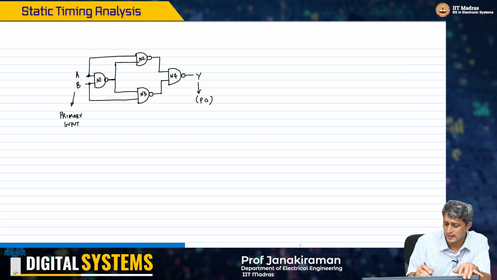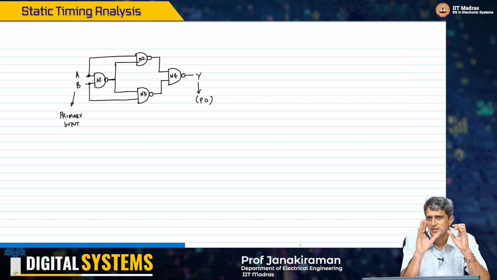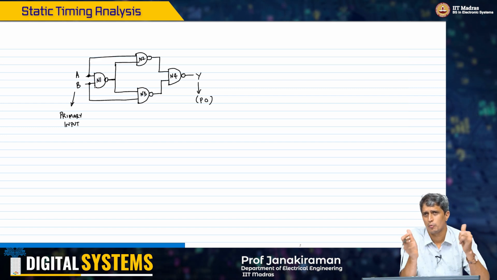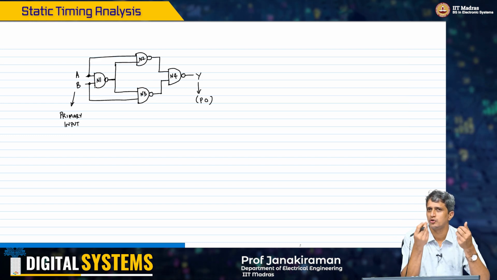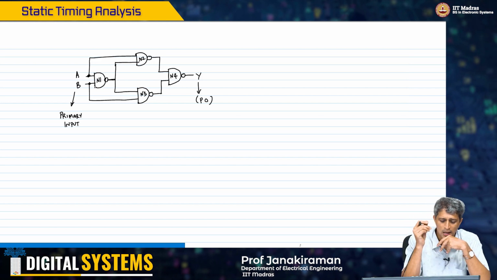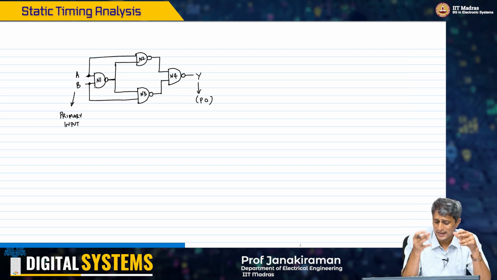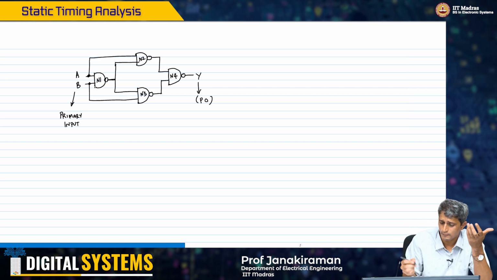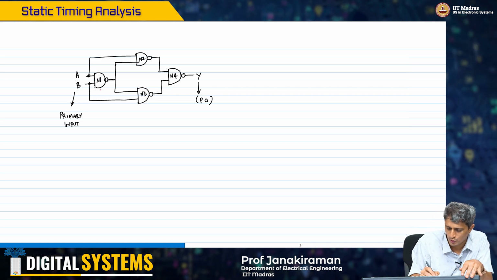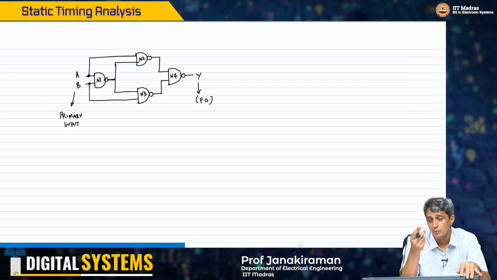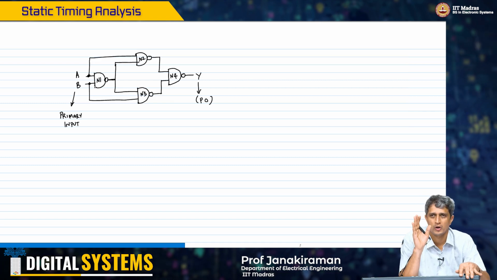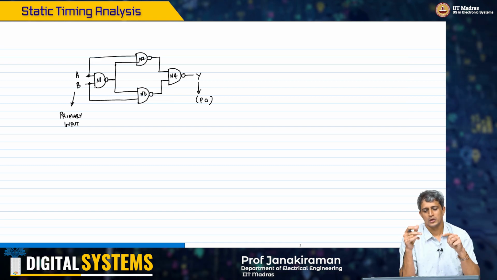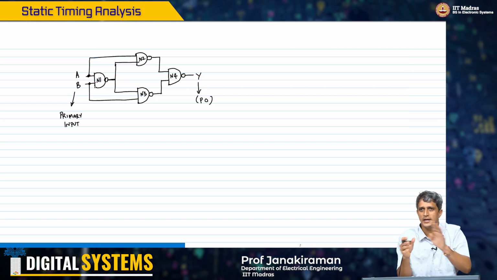Now let us assume, I am going to mark the delay. First, I will make a very simplified assumption: rise time and fall time are both the same. It doesn't really matter even if the numbers are slightly different. I'm also going to make certain other assumptions that I'll come to a little later. I'm also going to assume that the delay from one input to the output is the same irrespective of which input I'm talking about, though in reality it need not be the same. So from A to Y or B to Y, it doesn't matter.